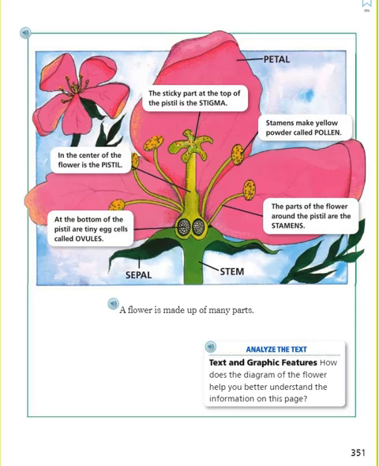Analyze the text. Text and graphic features. How does the diagram of the flower help you better understand the information on this page?